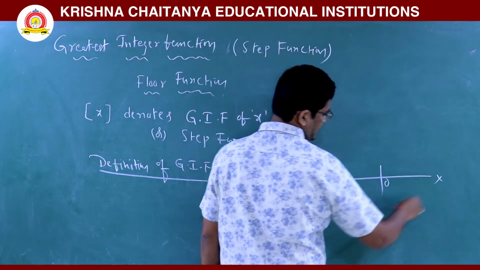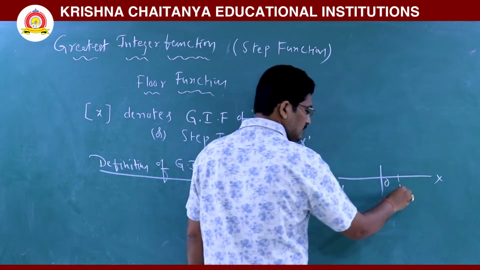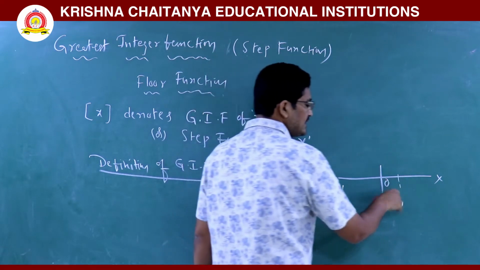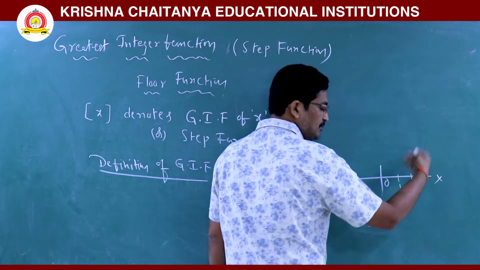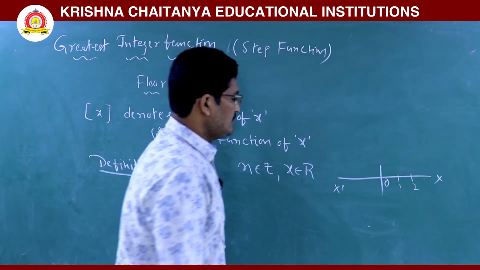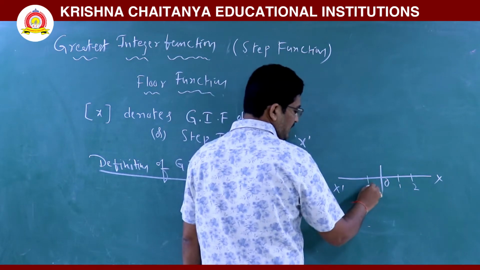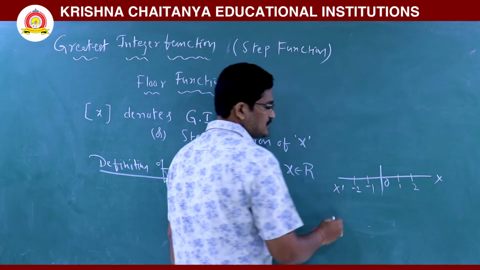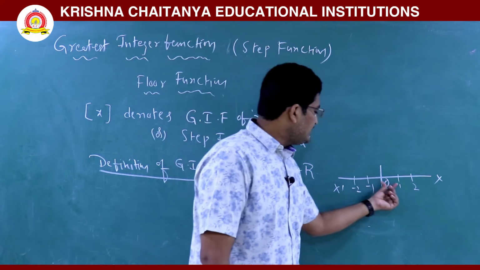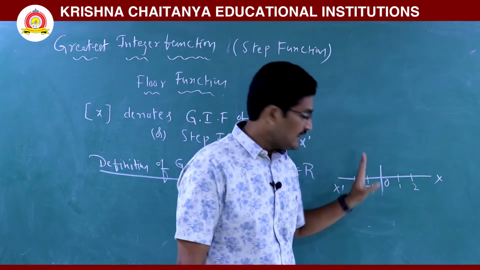Origin, x-axis suppose. What is the integer after 0? 1. There is no integer between 0 and 1 on the real line. What is the integer after 1? 2. Like that, up to infinity, you have to note it: 0, 1, 2, 3, 4, 5. What is the integer before 0? Minus 1. Before that, minus 2, minus 3, minus 4, up to minus infinity. There is no integer between these. Integers are round figures like this.